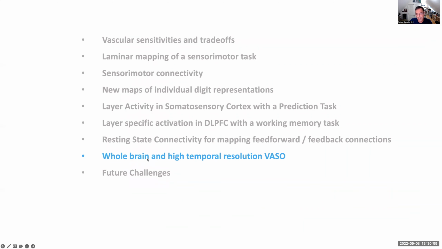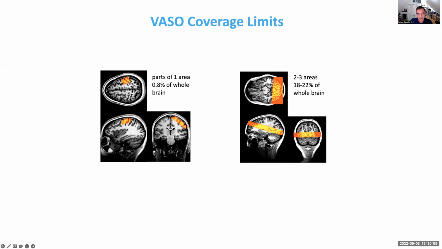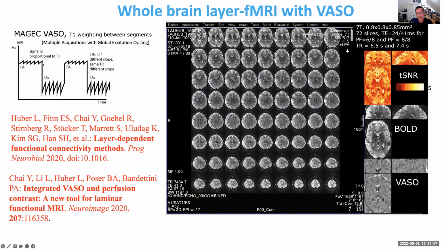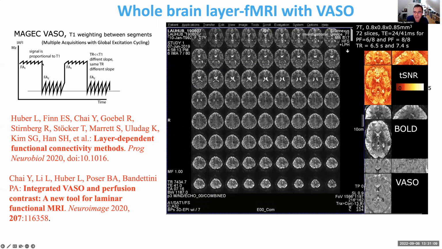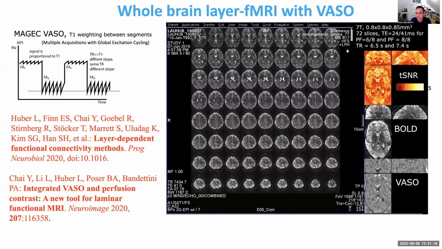Whole brain at high temporal resolution VASO. So Renzo has developed methods that take us beyond just having these little slivers of cortex into whole brain, not relying on knowing the blood; you just need to set up a difference in the signal between blood and tissue to actually see this. It's a little bit lower signal to noise, but it works really well for whole brain.